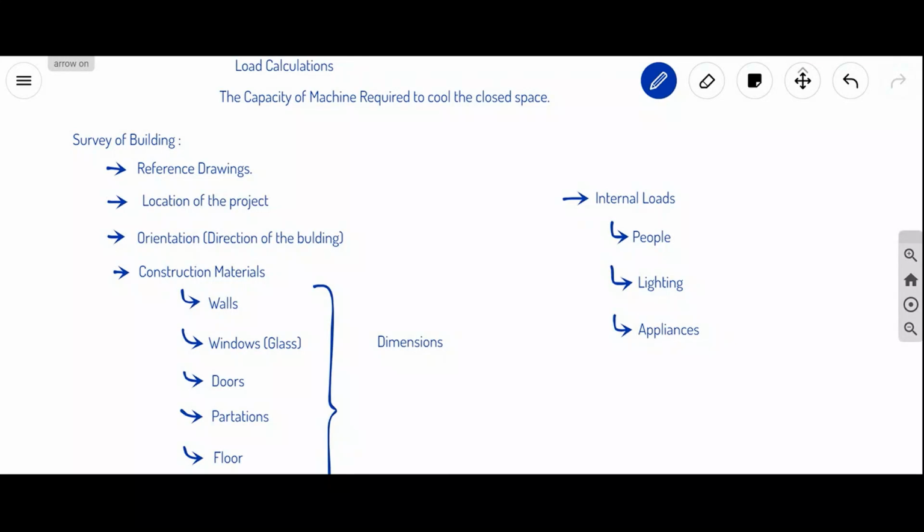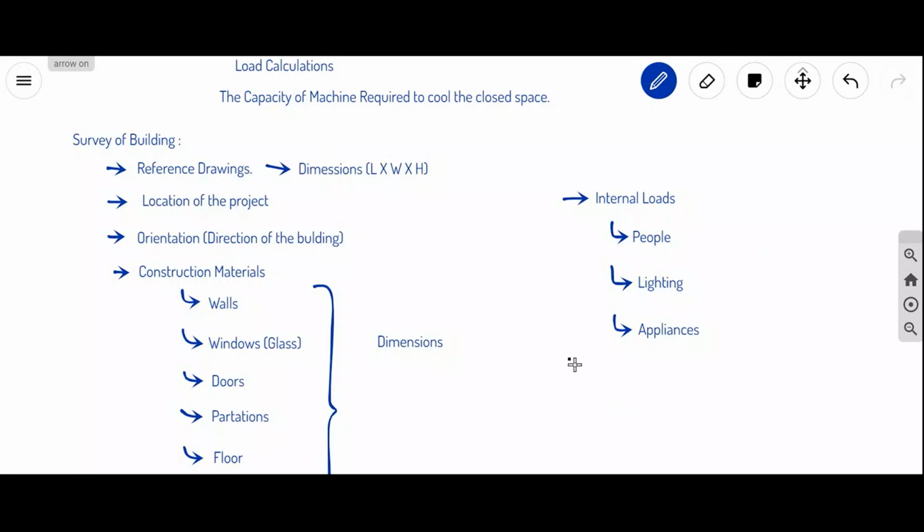Next, from the reference drawing you have to get the dimensions like length, width or height of the building. So you need to know all these things.